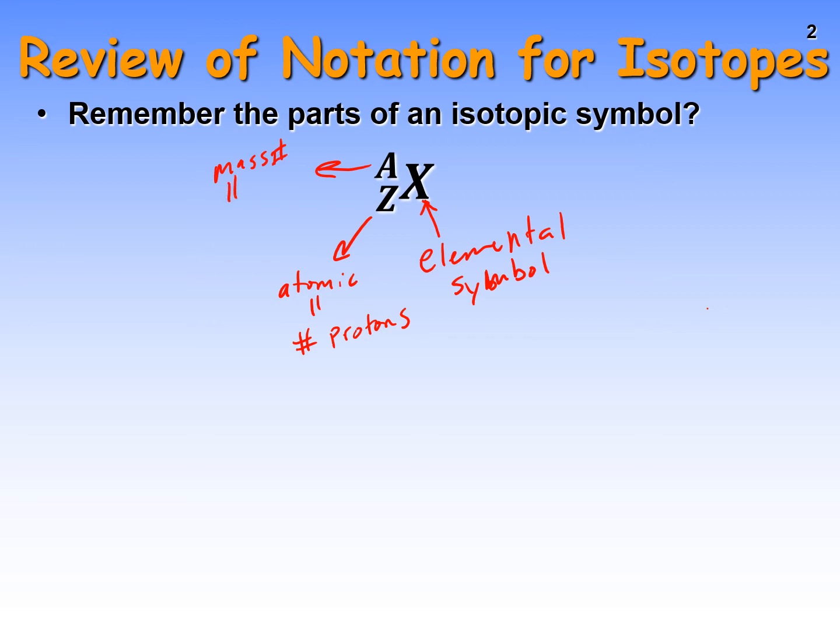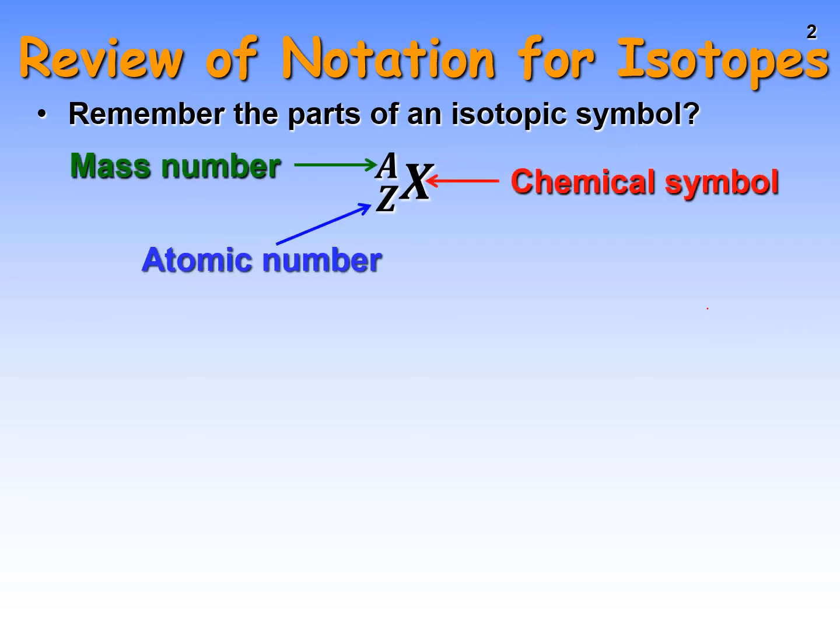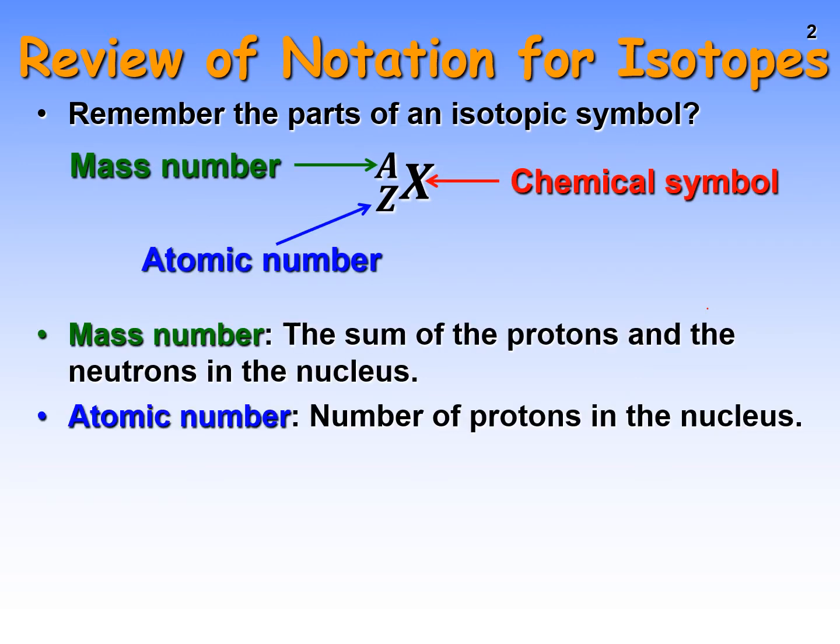The mass number is equal to the number of protons plus the number of neutrons in the atom. So this is the general schematic for an isotopic or atomic symbol, and you need to know all about that. You should have learned about it in Chem 1A. So all of this is what I just said.